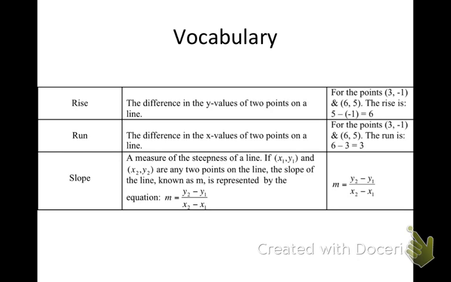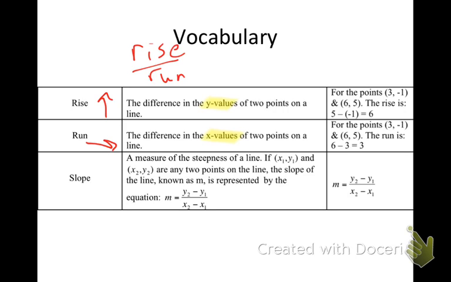So, vocabulary here: rise and run. Do you all remember learning slope as rise over run? Okay, yeah, slope is the rise over the run. Rise is the difference in the y values of 2 points on a line, and run is the difference in the x values. So rise is when I go up, run is when I go across. So rise over run. Alright?